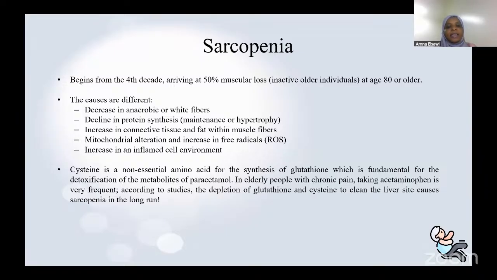According to studies, the depletion of glutathione and cysteine to clean the liver sites, if the patient, for example, doesn't have enough or good quality nutrition, causes sarcopenia in the long run. So the pain, again, it's a very roundabout way. It's a very interesting fact that older adults take acetaminophen, which is justified because the pain really decreases their quality of life. They could have an accumulation of the toxic metabolites leading to sarcopenia in the long run.